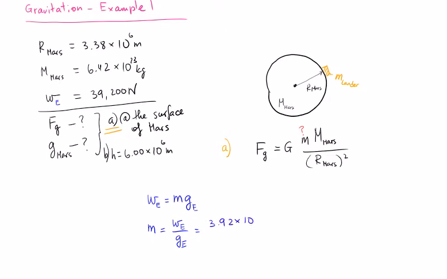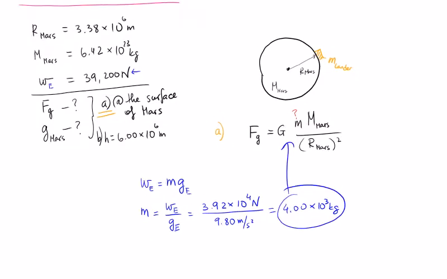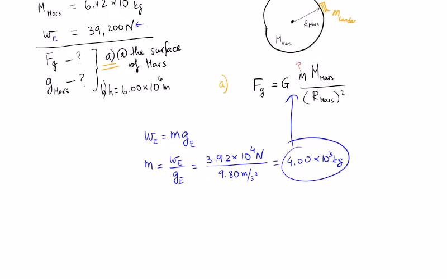3.92 times 10 to the 4 newtons. I made this one in scientific notation, divided by the accepted value 9.80 meters per second squared. When we use our calculator, we'll get 4.00 times 10 to the 3 kilograms. Now that we know this value for the lander, we can plug it into our equation for gravitational force and do the calculations.